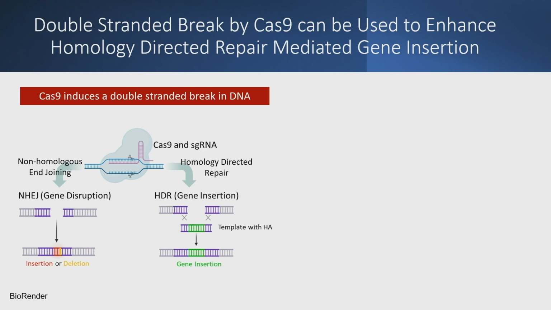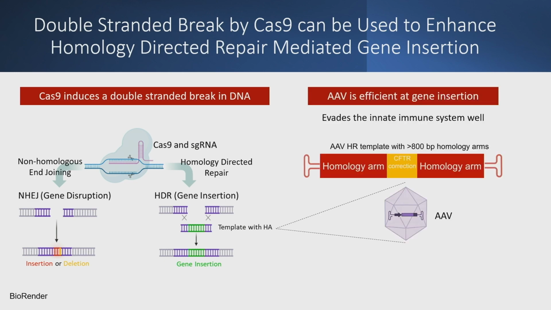The other pathway is HDR, or homology-directed repair. This pathway uses a template with homology arms, or sequences that are the same as the double-stranded break site, and it will insert this template into the double-stranded break, repairing it. Adeno-associated virus can carry such a template. AAV is efficient at gene insertion, and it's good at evading the innate immune system.